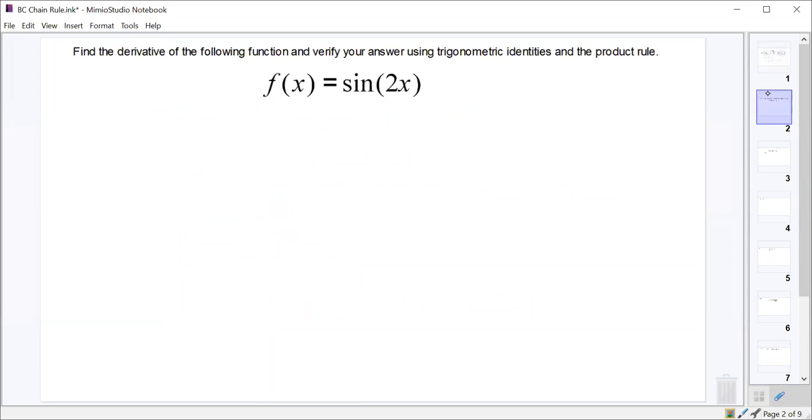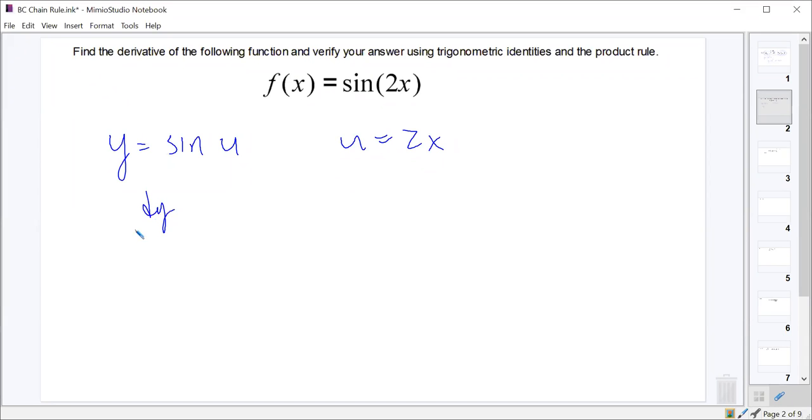So we are going to find the derivative of the sine of 2x, and we're going to use the chain rule to do it, and then we're going to verify that what we got is correct by using some trig identities. So this could be written as y equals the sine of u with u equal to 2x. Everybody good with that?